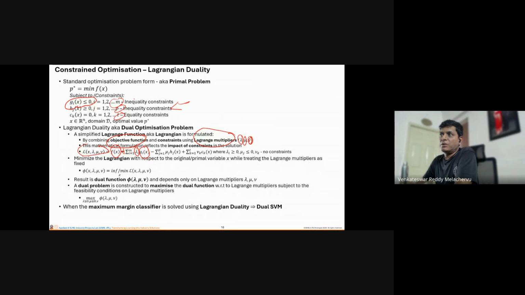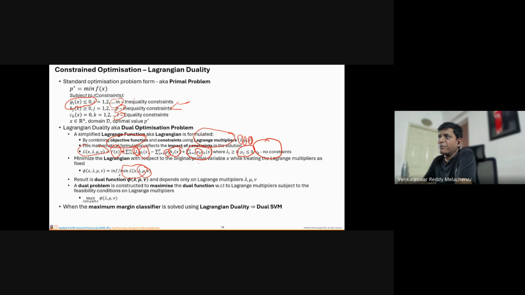You have to ensure lambda is greater than 0. For the h(x) greater than or equal to 0 constraint, mu should be less than or equal to 0. And the equality constraint is multiplied with mu k, and there is no constraint on the mu. So you define an infimum or a minimum function, it's a minimization of the Lagrange function. Now Lagrange is a function of not only x, but Lagrangian multipliers as well.